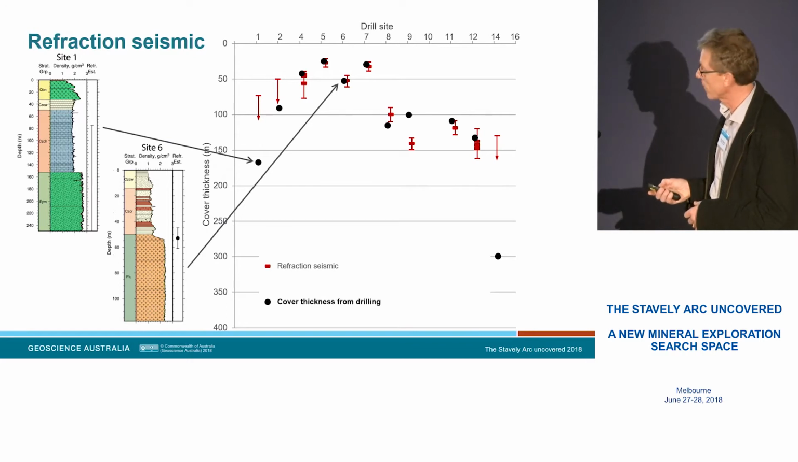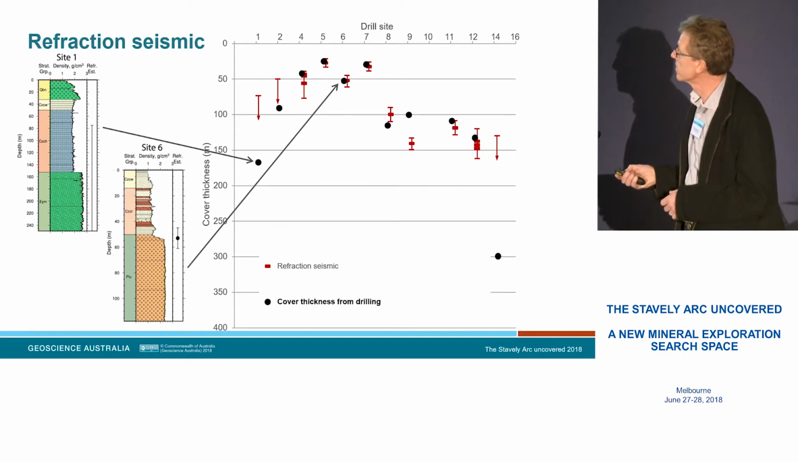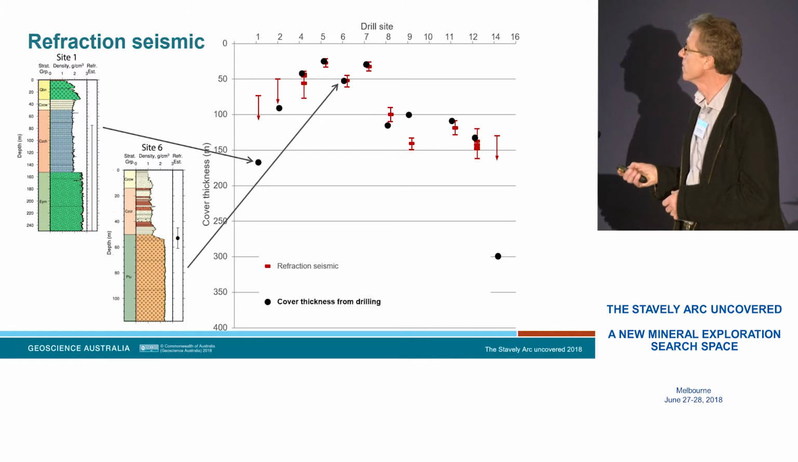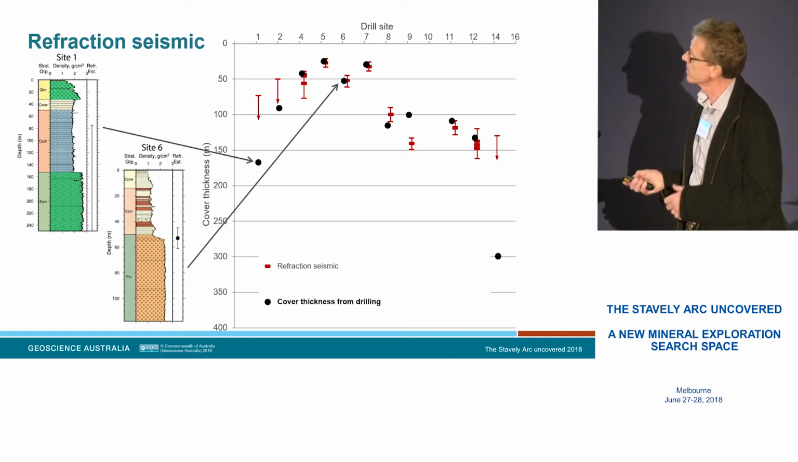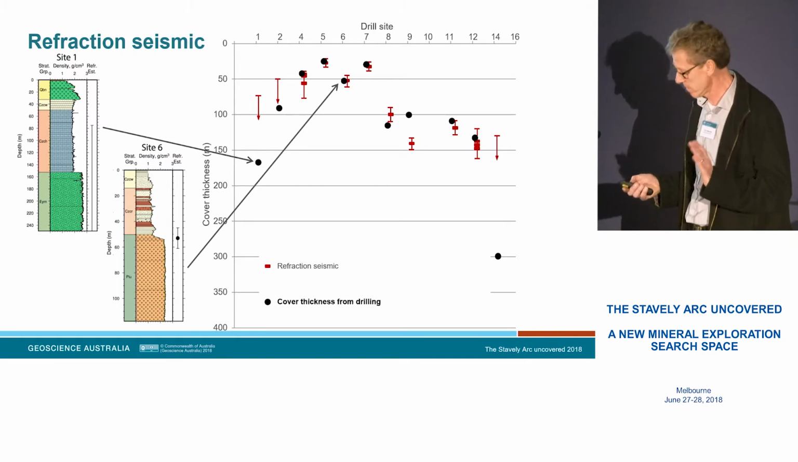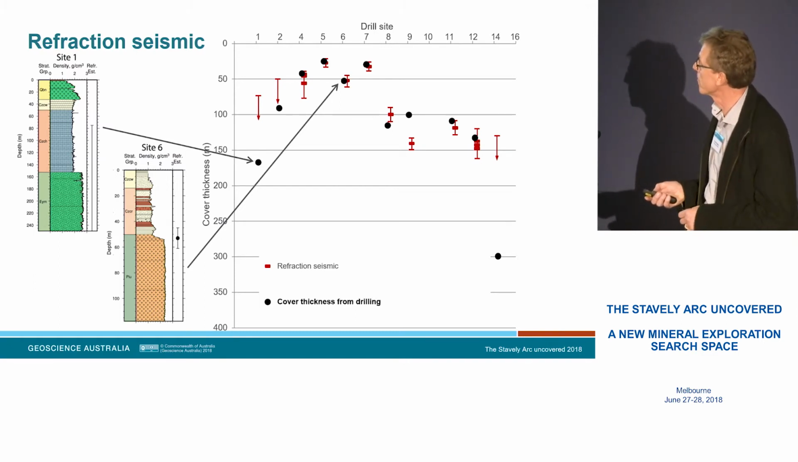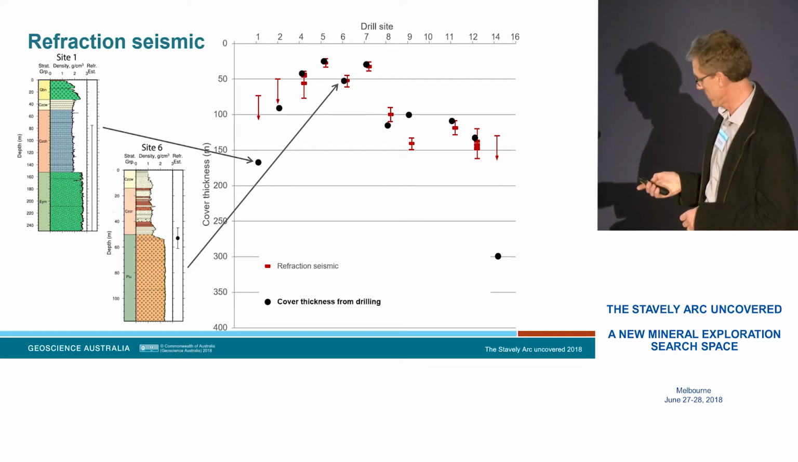At Site 1, refraction's never going to work, because you basically have the high velocity newer volcanics over lower velocity sediments beneath, which creates an inversion layer, and refraction is just not what you want to use in this environment.